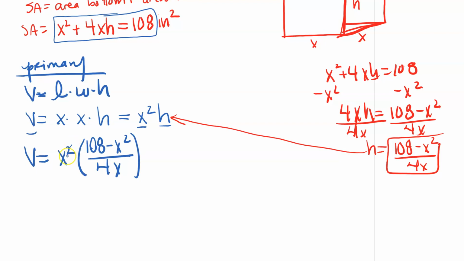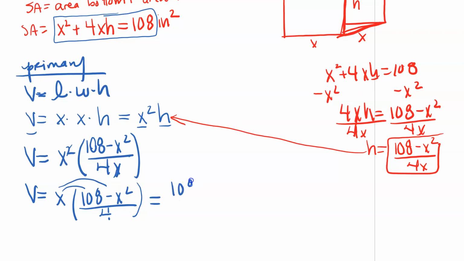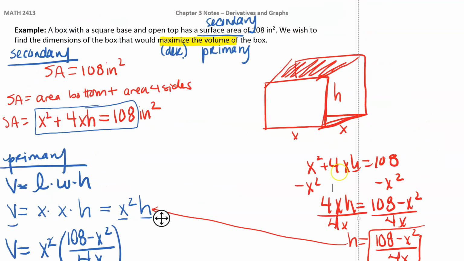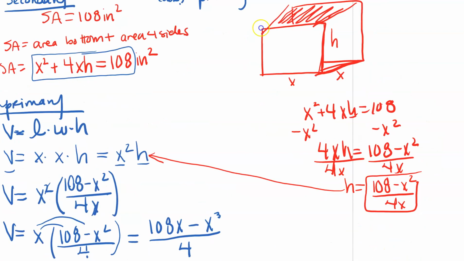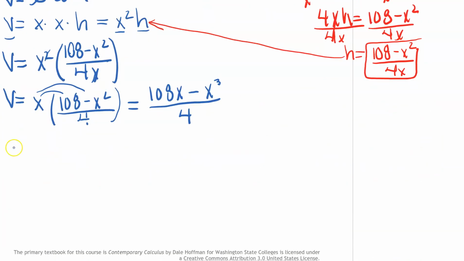I'm going to go ahead and simplify that. These x's would cancel, so I get volume to be x times 108 minus x squared all over 4. And then I'm going to distribute that x in. So it gives me 108x minus x cubed all over 4. Now, we are wanting to maximize that volume. So let's go ahead and divide both by 4, so I have individual terms here. That gives me 27x minus 1/4 x cubed.